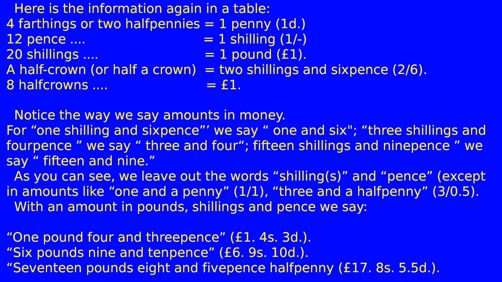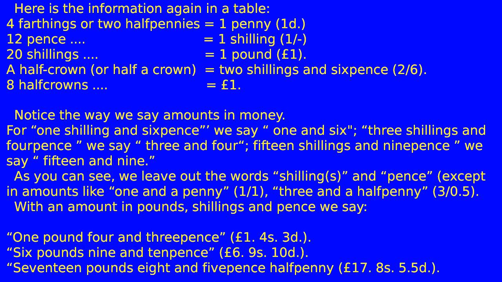Notice the way we say amounts in money. For 1 shilling and 6 pence we say "1 and 6". 3 shillings and 4 pence we say "3 and 4". 15 shillings and 9 pence we say "15 and 9". As you can see, we leave out the words shillings and pence, except in amounts like "1 and a penny", 1/1, "3 and a halfpenny", 3/0½.